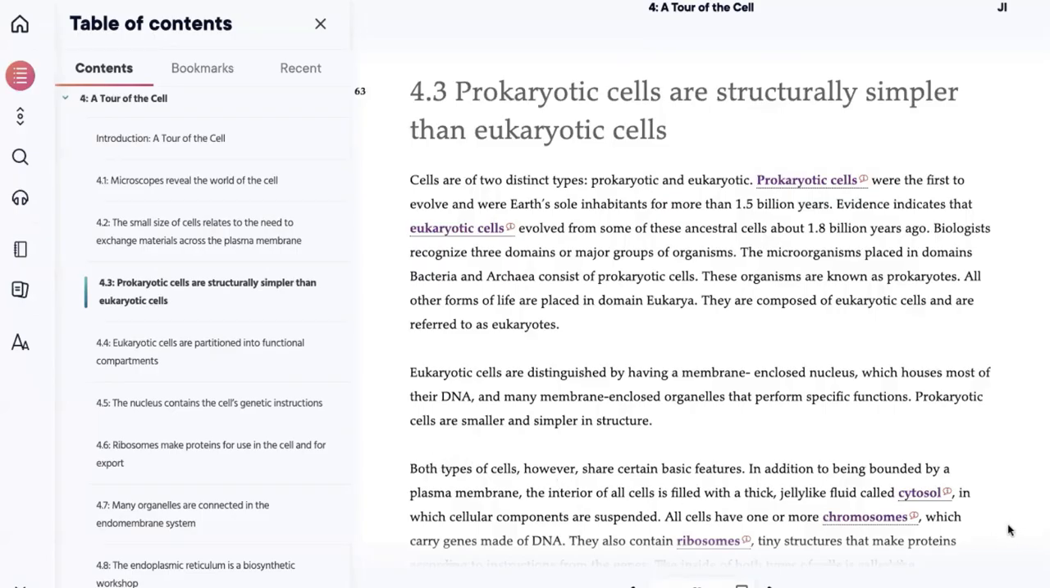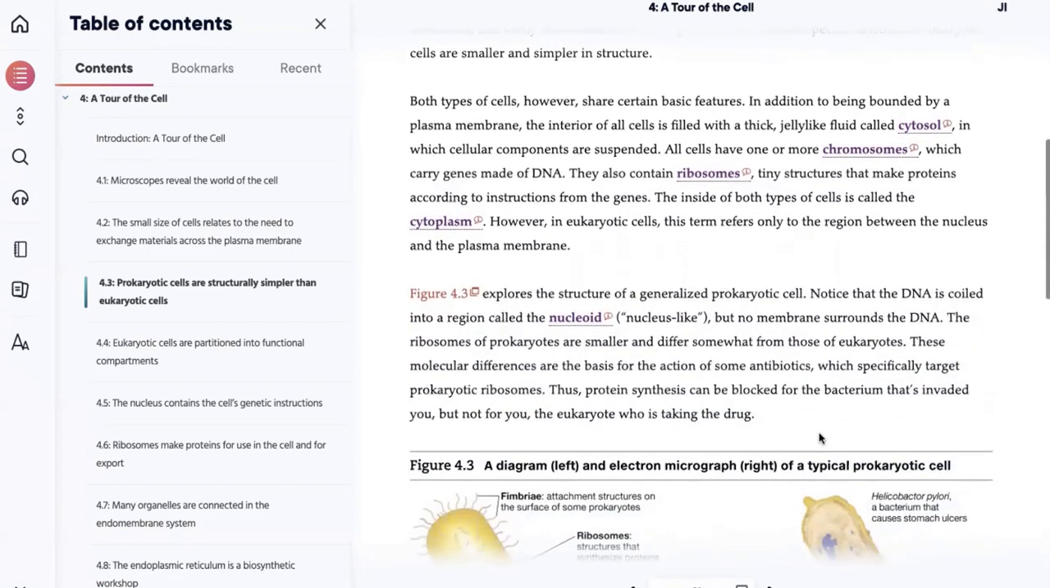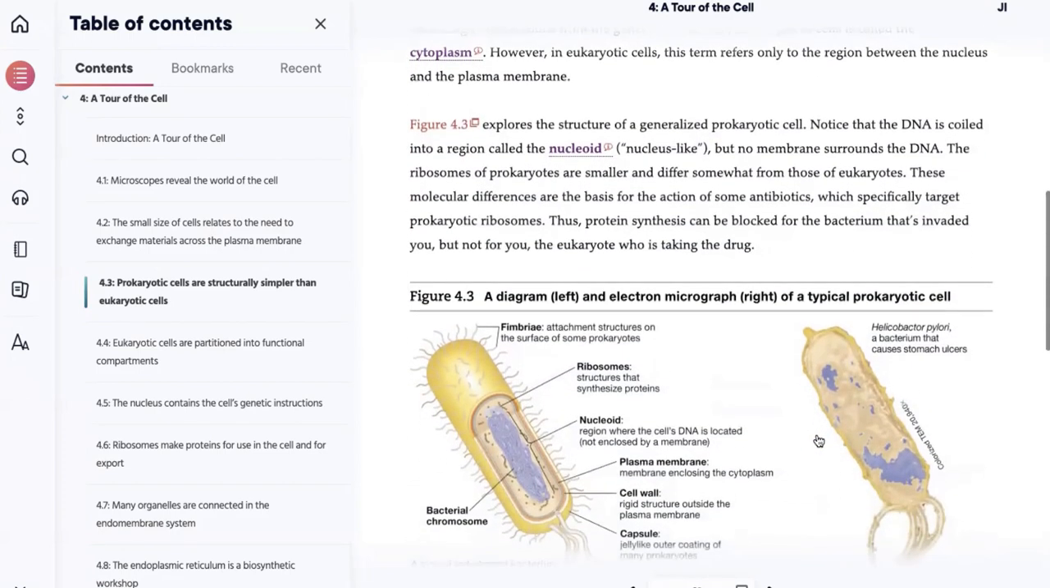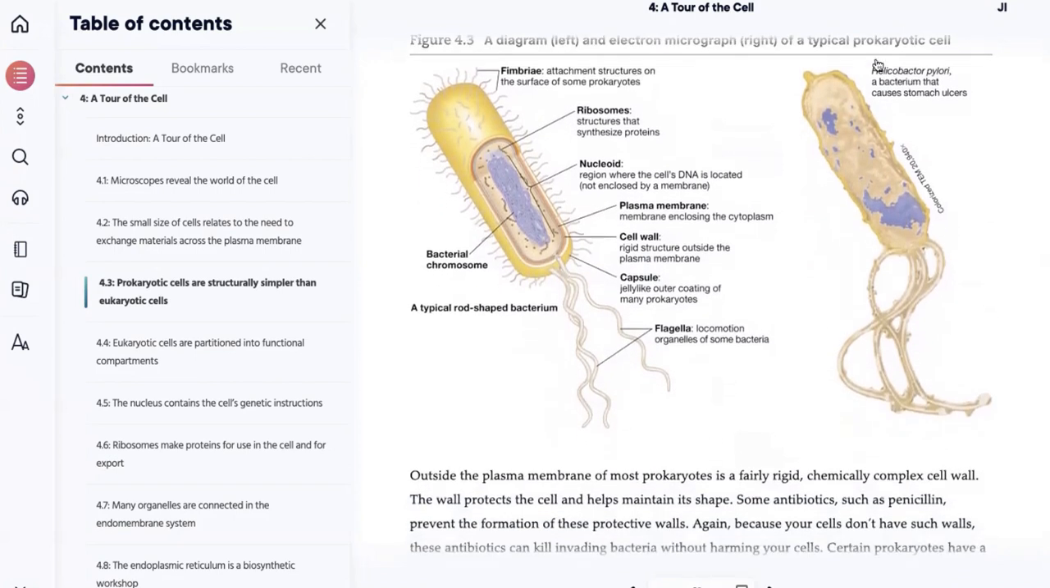And here we're on chapter 4, section 3, talking about prokaryotic cells, generally smaller, and it lists a few of the things that are inside of a prokaryotic cell. And it gives you a very quick and dirty summary of what you should know about prokaryotes. So quickly, I think we'll focus on this one first. This is an important one.